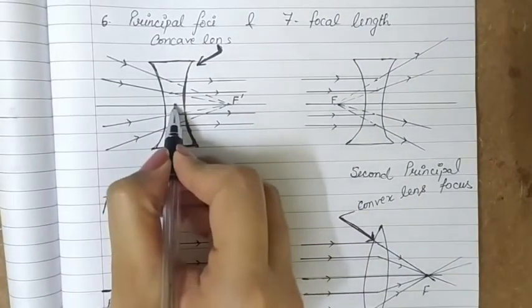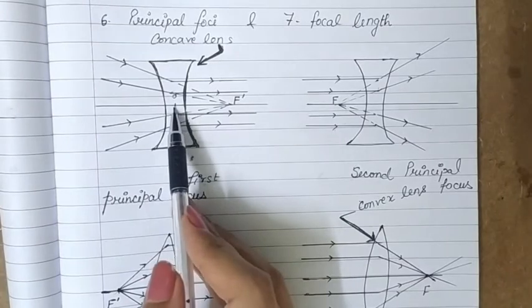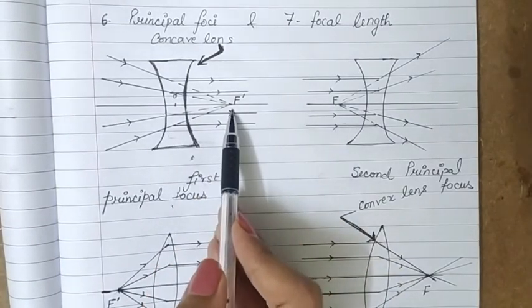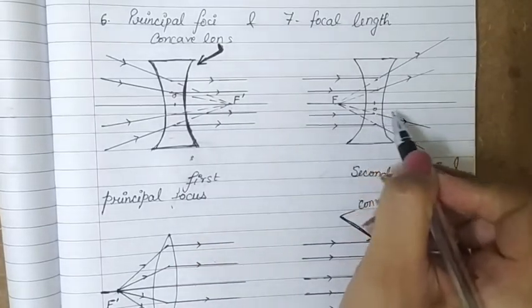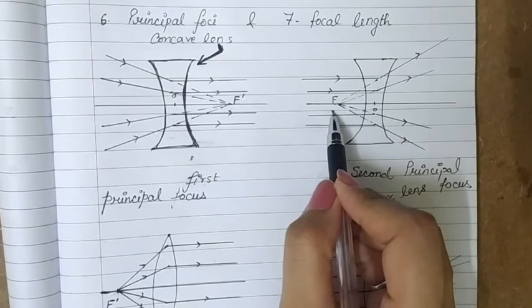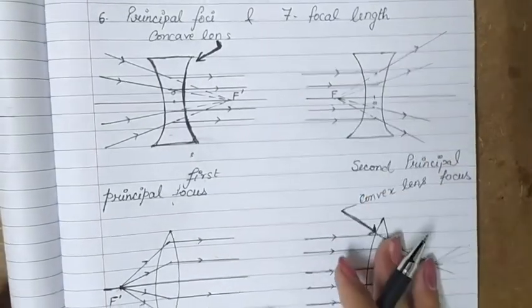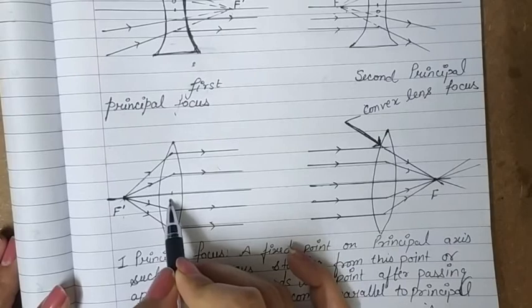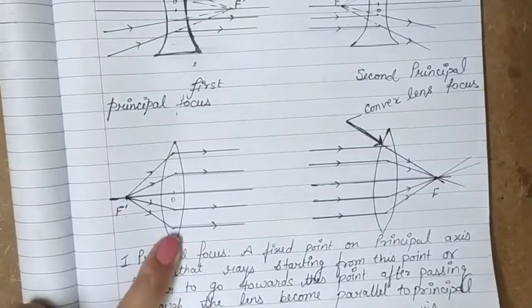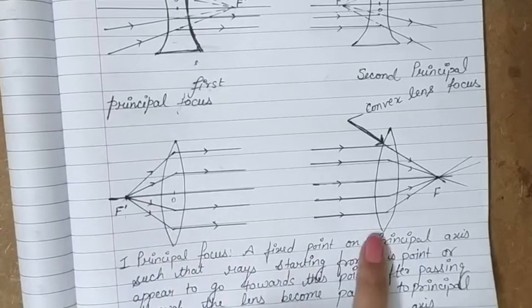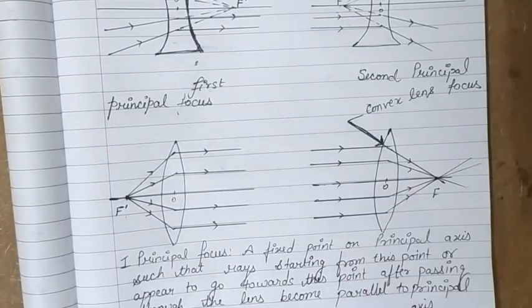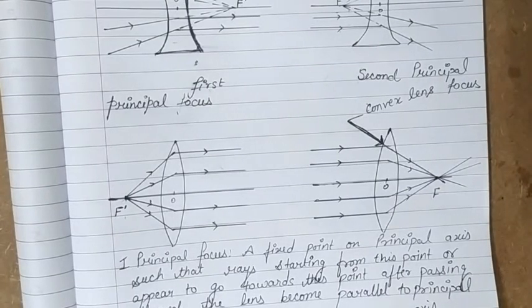So if this is the optical center, then the distance between the optical center and the first principal focus is called the first focal length, while the distance between the optical center and the second principal focus is called the second focal length. Similarly, in the case of convex, if this is the optical center, then the distance between the optical center and the first principal focus is called the first focal length, and the distance between the optical center and the second principal focus is called the second focal length. Similarly, there are two more terms, first focal plane and second focal plane.